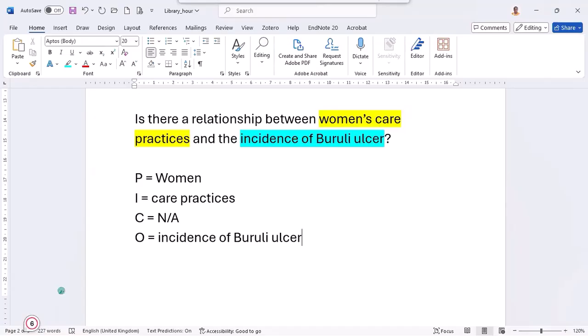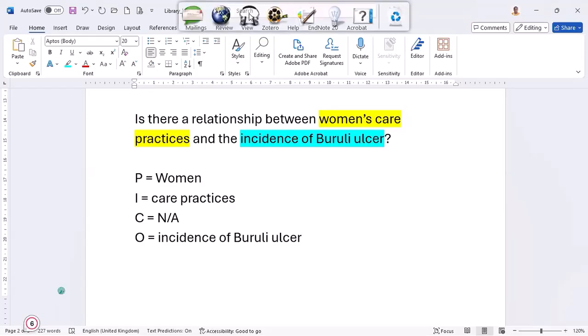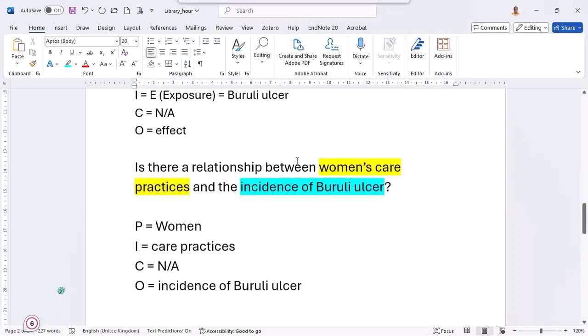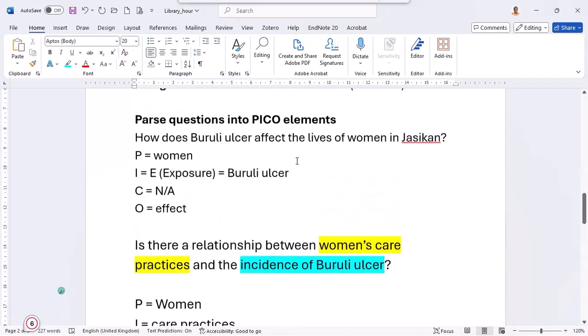Now, please follow me very closely. I hope you have invited a lot of your friends today because this is a critical thing we are doing. This is a stage at which a lot of people get lost. So in our first question, which we did last week, how does Buruli ulcer affect the lives of women in Jersey time?